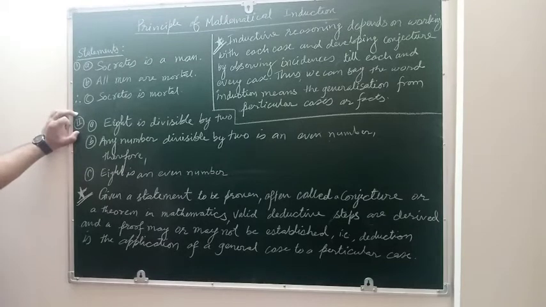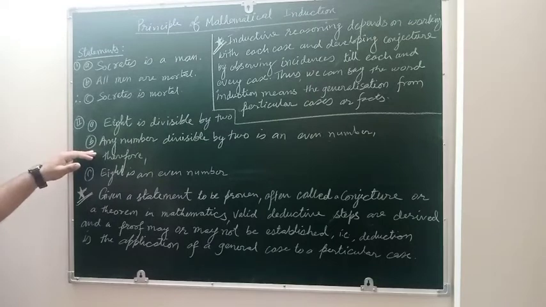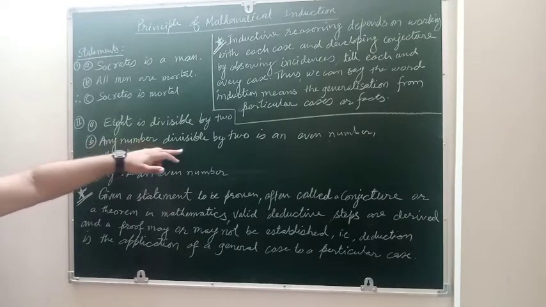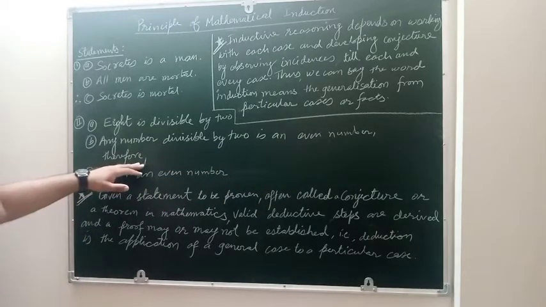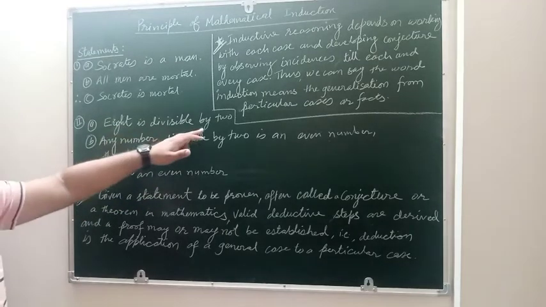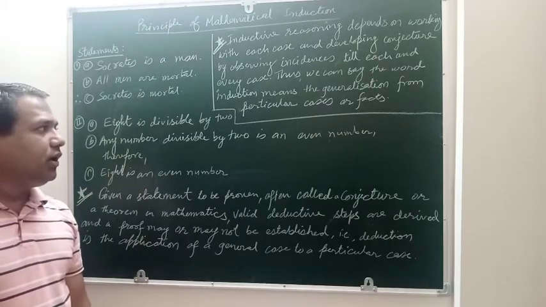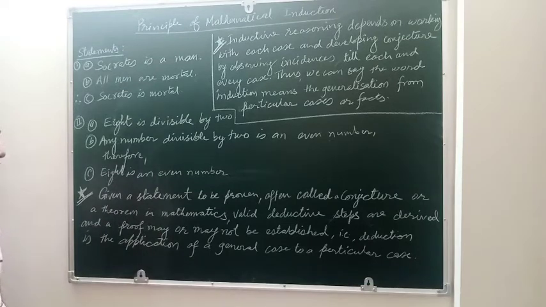Now, mathematically, we will consider one more statement, statement number 2, and in that statement we have three sentences. The first one states that 8 is divisible by 2, and another sentence says that any number divisible by 2 is an even number. So therefore we can deduce that 8 is an even number. Why? Because 8 is divisible by 2, and any number which is divisible by 2 is an even number. So this is fundamentally known as deduction, or the deduction method, where we are deriving that thing.